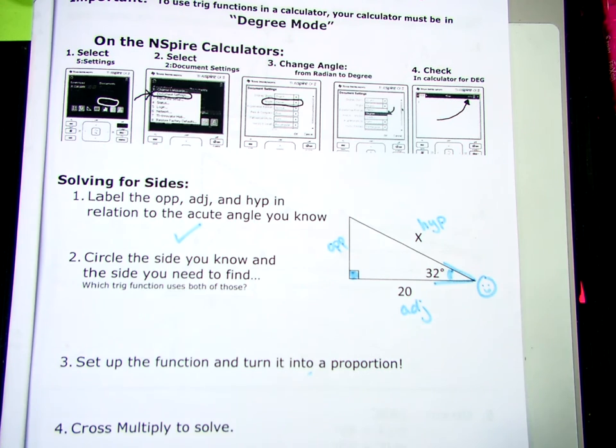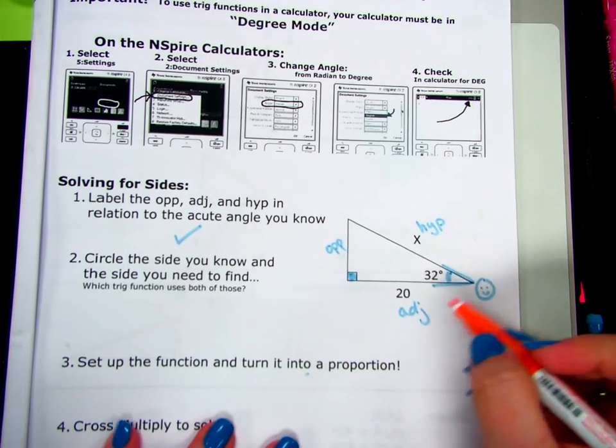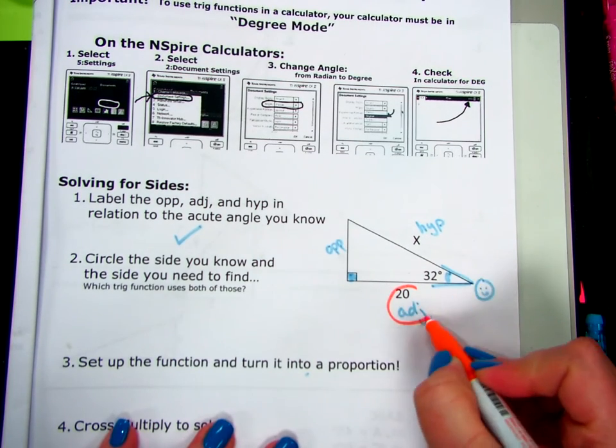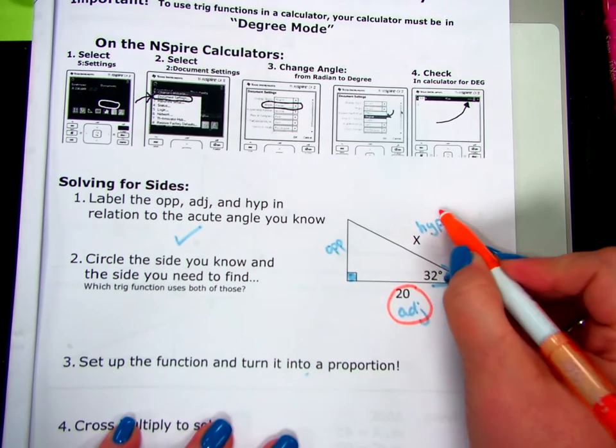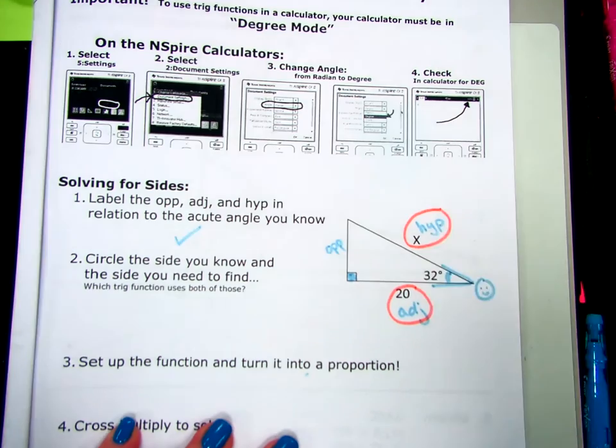Step two, we're going to circle a couple of things. We're going to circle the side we know how long it is, and we're going to circle the side that we want to find. So I'm going to circle the side that I know. I know the adjacent side is 20 units long. And the side I want to know is the hypotenuse.